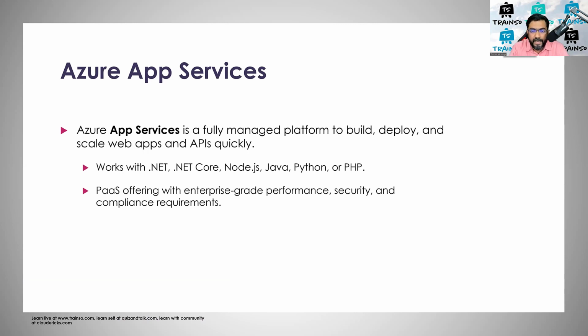Azure App Service is a fully managed platform to build, deploy, and scale web apps and APIs quickly. By default, it can work with many technologies, including .NET, .NET Core, Node.js, Java, Python, PHP, etc. It is a PaaS offering with enterprise-grade performance, security, and compliance. And as I mentioned earlier, if your language is not supported by Azure App Service, you can use a Docker container with App Service itself.